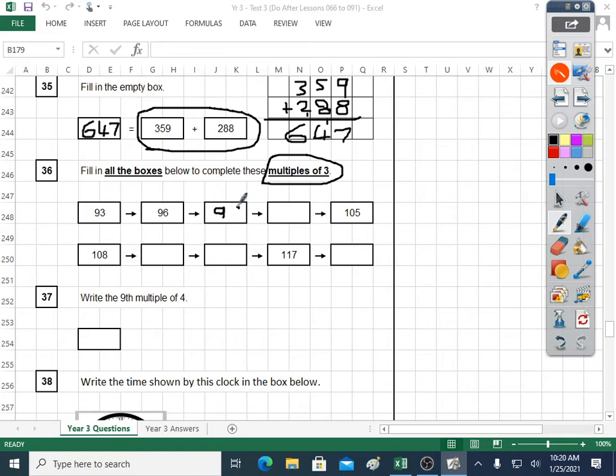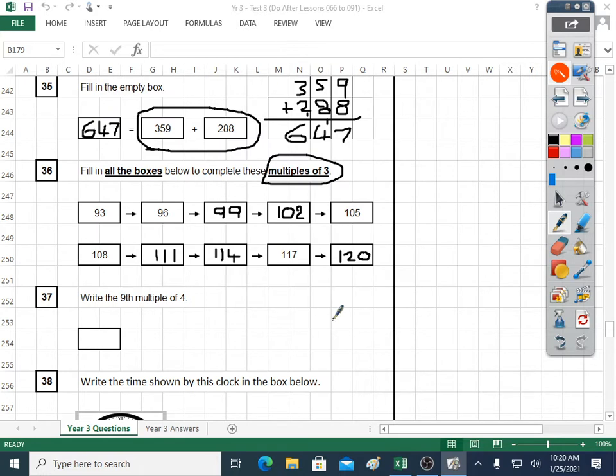96 plus 3 is 99. Plus 3 is 102. Plus 3 is 105. Plus 3 is 108. Plus 3 is 111. Plus 3 is 114. Plus 3 is 117. And plus 3 is 120.